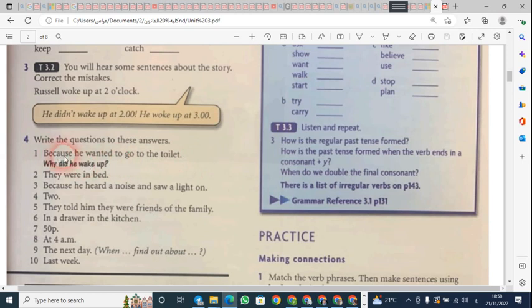Here, this is an answer. Because he wanted to go to the toilet. This is the answer. What is the question? ما هو السؤال? Why did he wake up?